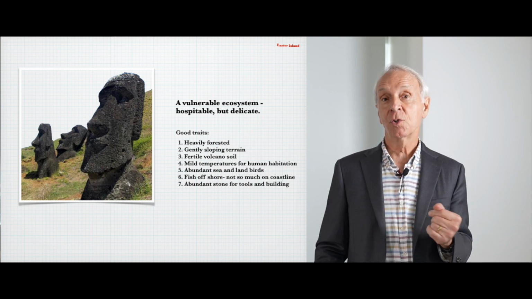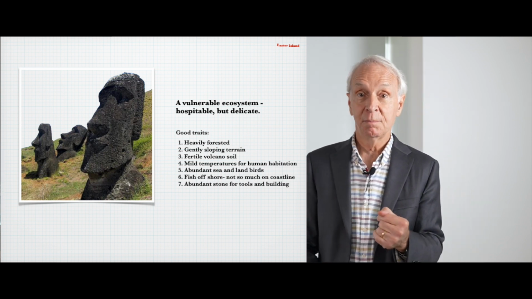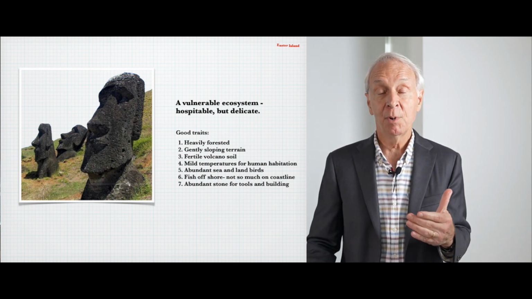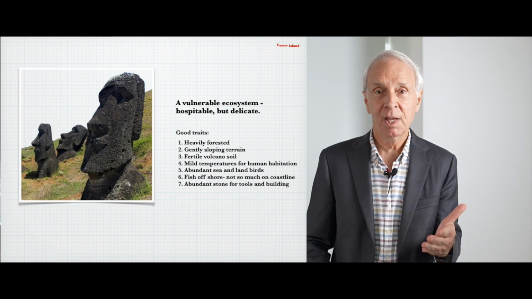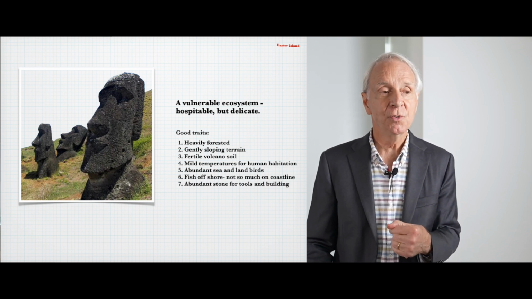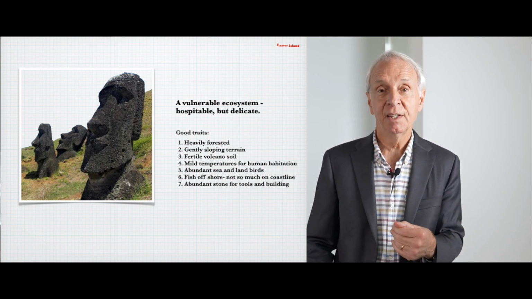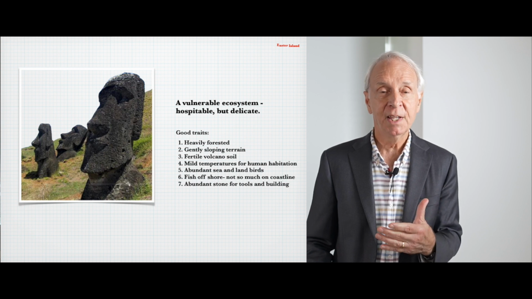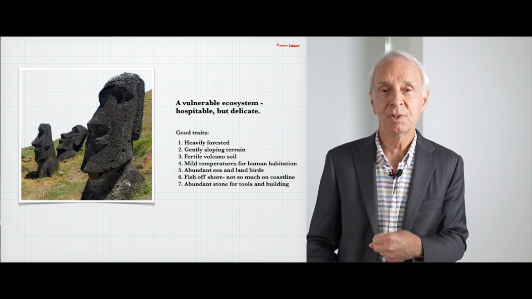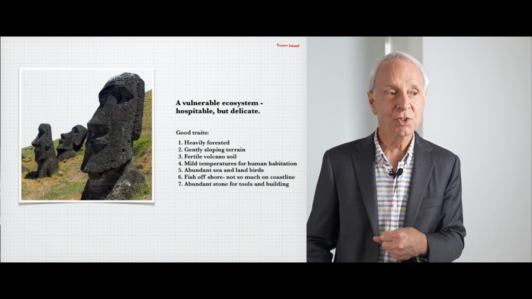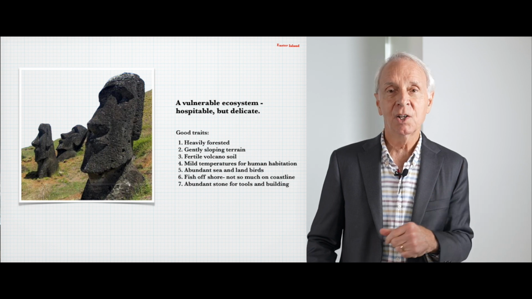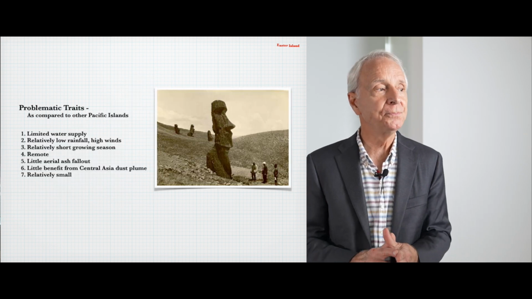And then there also was abundant stone for both building houses and structures, but also for making tools, and you'll see later also for making these big sculptures that they were very fond of on Easter Island. So that's the ecosystem they were a part of.